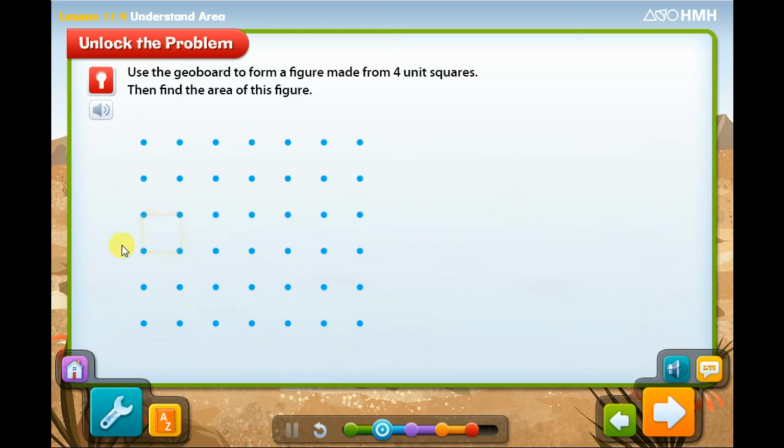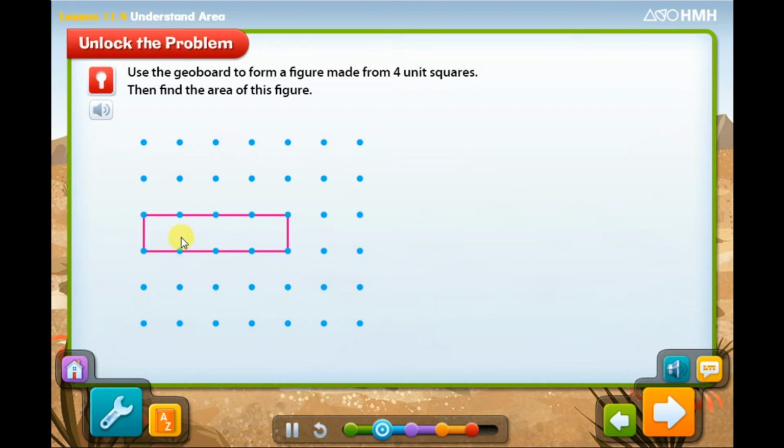This is called geoboard. Okay, so let's form 1 square and 1 shape with 1 square unit. This square is a unit square. It has a side length of 1 unit. Now change the right side of the square to make a row of 4 unit squares. I need now a shape with 4 unit squares inside it. So let's see how it would look like.